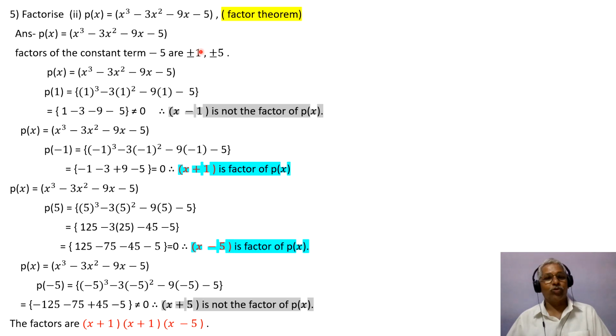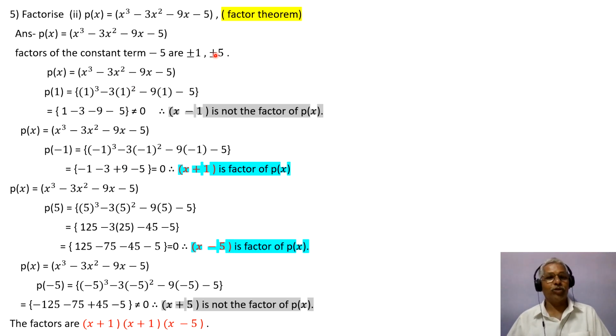And we have to substitute all these 4 values, and check for the 0 of the polynomial. So you are substituting one by one. So P1 is 1 cube minus 3 into 1 square minus 9 into 1 minus 5. If you solve this, you don't get 0. So x minus 1 is not a factor of px. Now checking for p minus 1. So substituting minus 1 in place of x. So minus 1 cube minus 3 into minus 1 square minus 9 into minus 1 minus 5. If you solve this, you get minus 1 minus 3 plus 9 minus 5 is 0. So x plus 1 is factor of px.